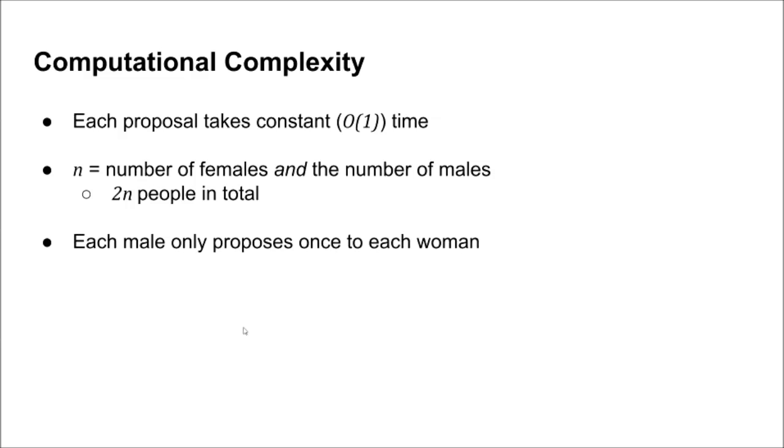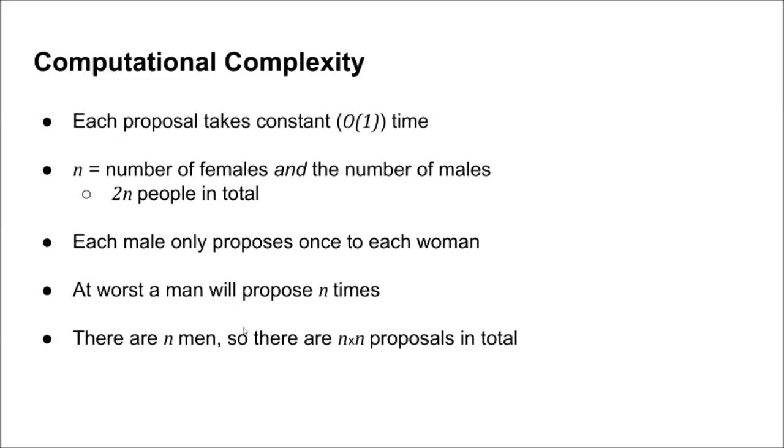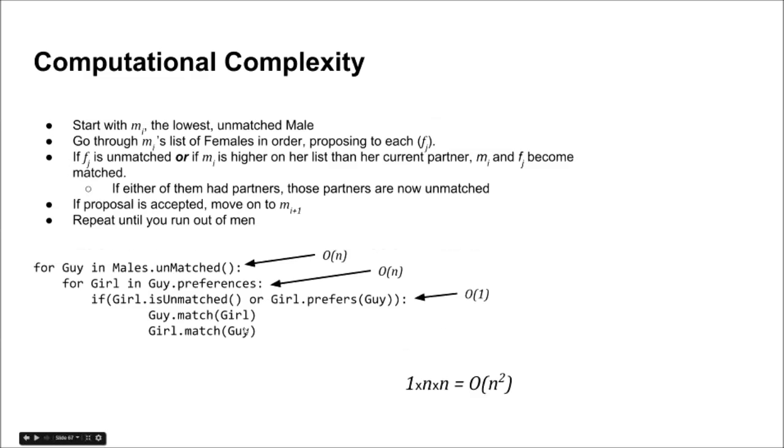Looking at the computational complexity, the big O notation of this algorithm, we can assume that each proposal takes constant time, that's O(1). There are n males and n females. Each male will only propose once to each woman. So at worst, a man will propose n times, once to each woman. There are n men making n proposals at worst. That's n times n proposals in total, making this algorithm O(n squared).